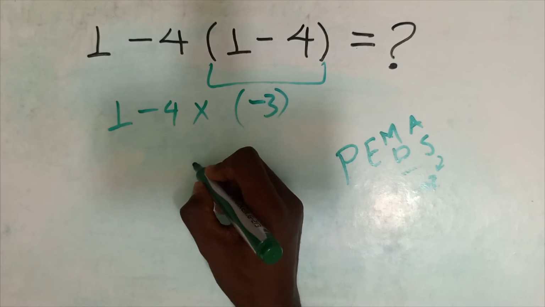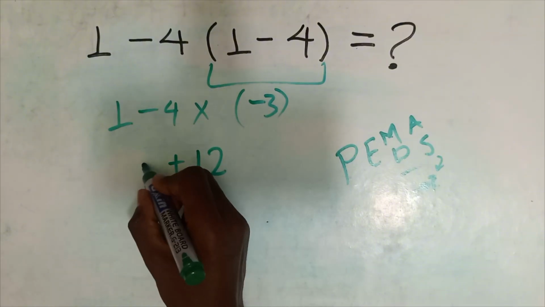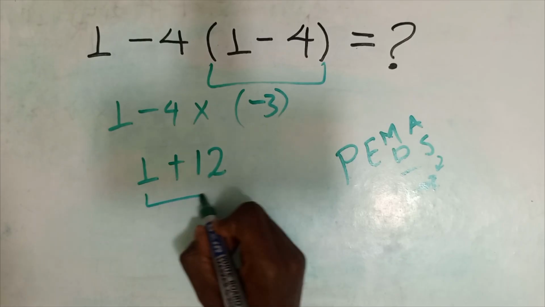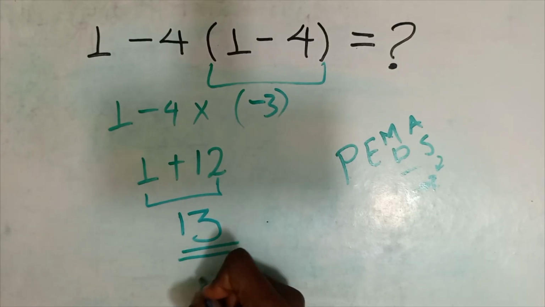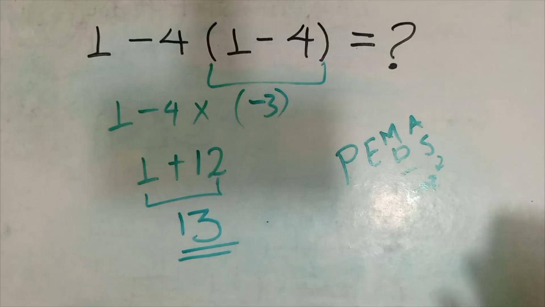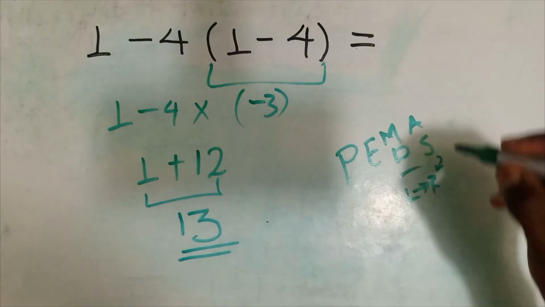Okay, so negative 4 times negative 3 gives us positive 12. So we have 1 plus 12, which equals what? 13. This is our final answer to this problem, right? The correct answer will be 13.